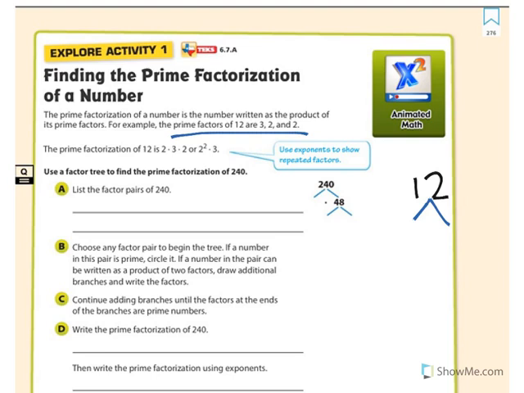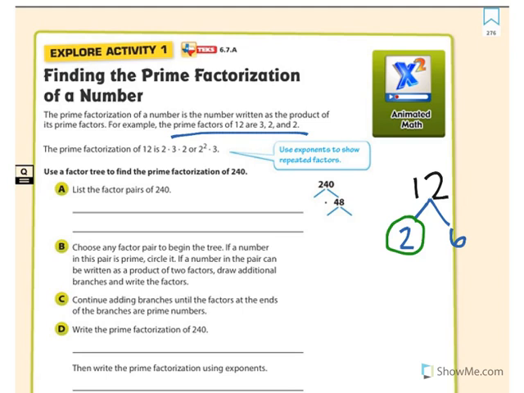So I know that 12 can be divided by 2, right? That's one of my divisibility rules. It's an even number. So I could say 2 and 6 multiply to get 12. Now, I'm looking for prime numbers. 2 is a prime number, so I'm going to circle it. It's going to stop there.